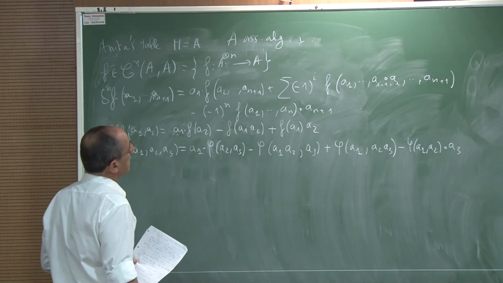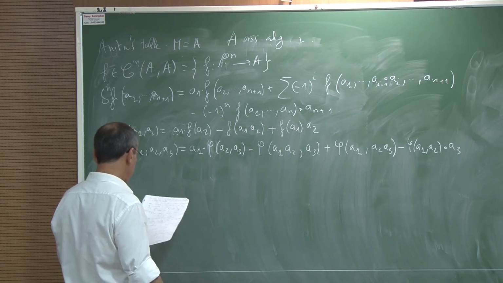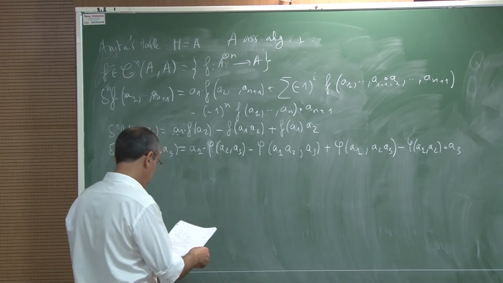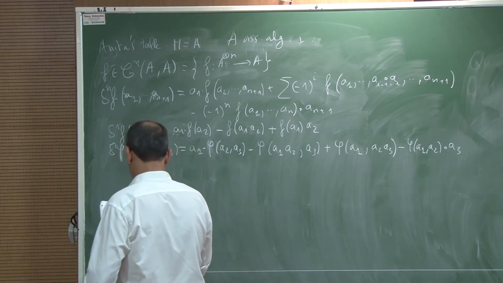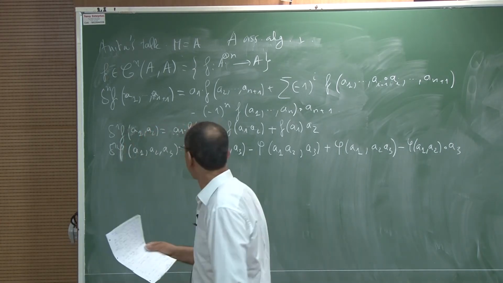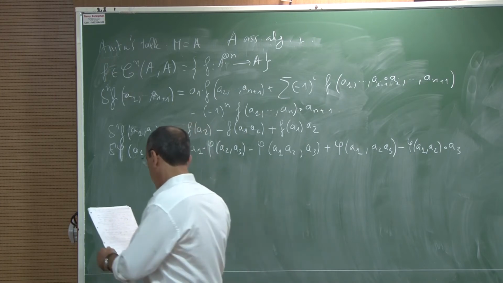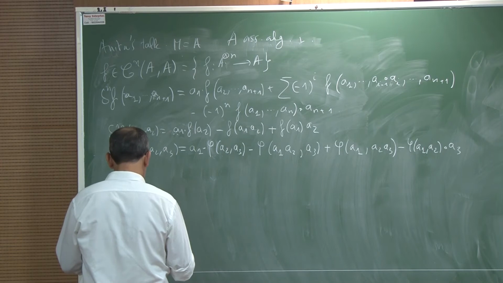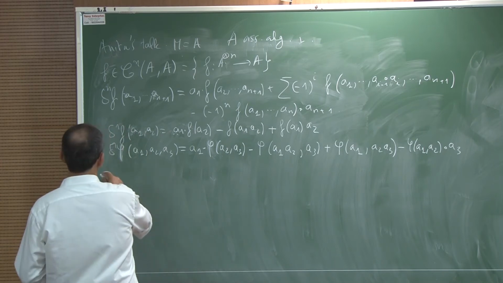And yesterday Anita announced some operations related to this homology, but she didn't have time to do it. And there is a so-called Gerstenhaber bracket on the Hochschild complex.